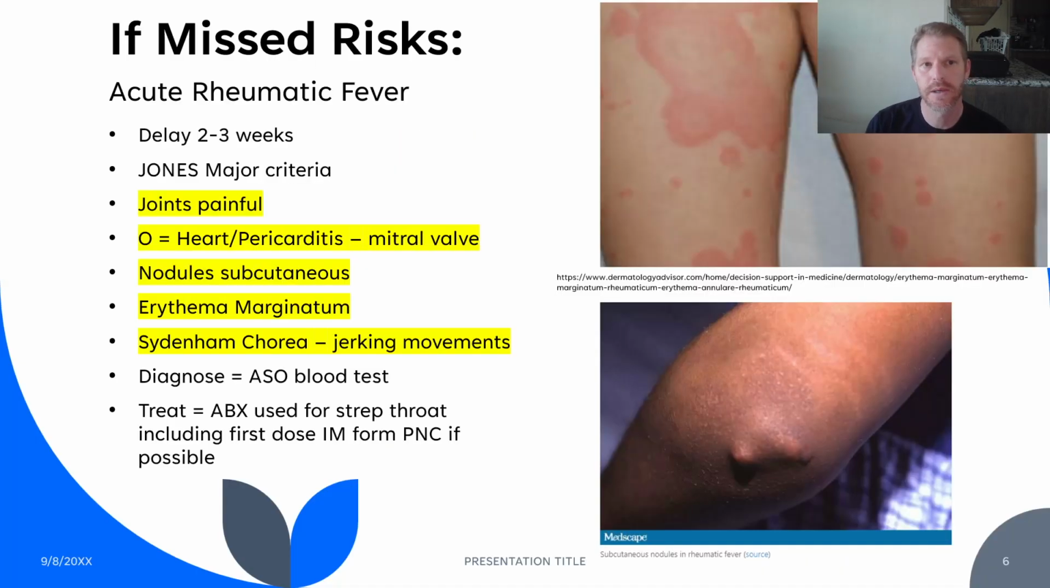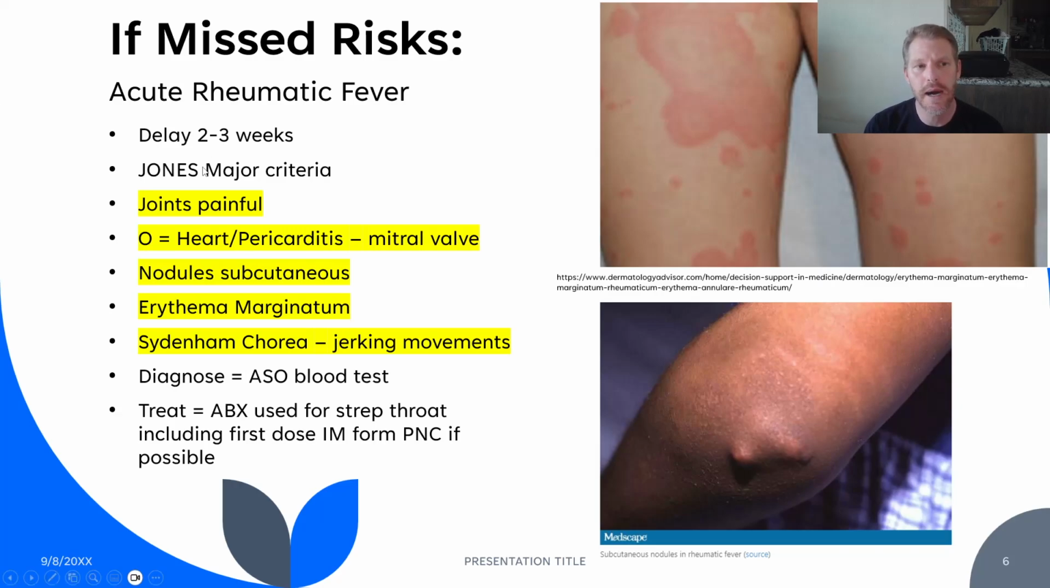Another missed thing that can be even more severe, and this is the one that gets the mitral valve we hear a lot about in medicine, cardiac valve issues, is acute rheumatic fever. So there's a delay. Strep throat you can get over without antibiotics, but if the toxins and the bacteria get in the bloodstream and circulate, you've got bigger issues.